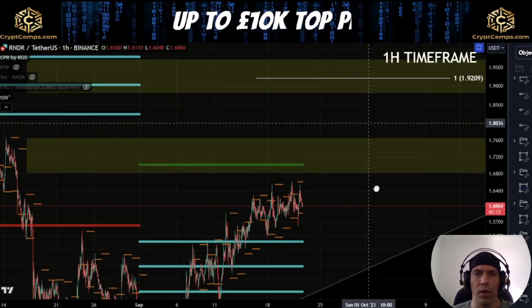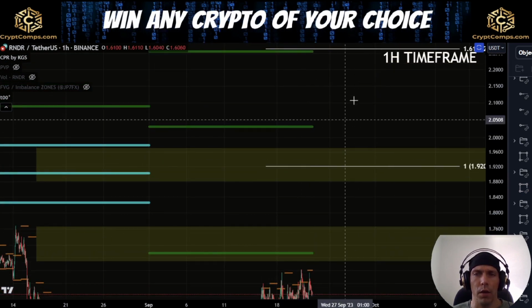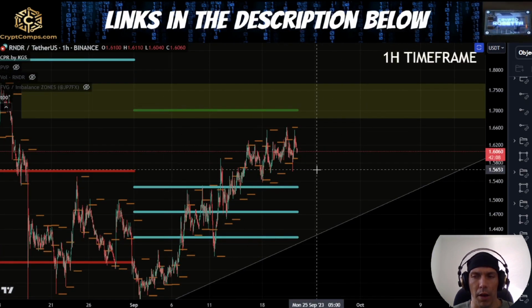into those higher zones. Alternatively, if we look to push through that area, other targets we'd have here is 202 and this 225 as potential upside targets for the remainder of this month.